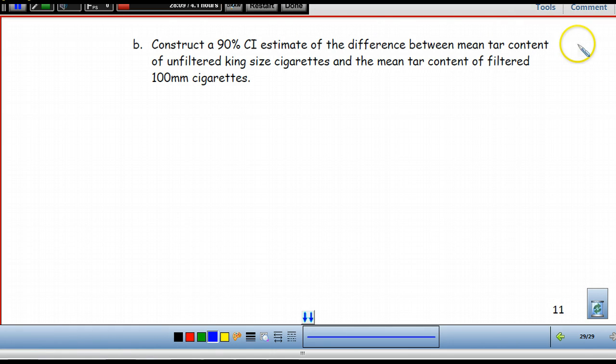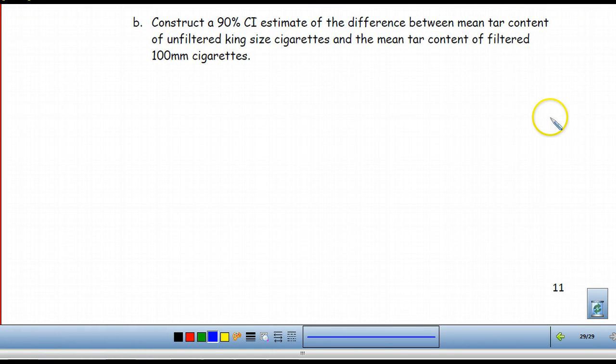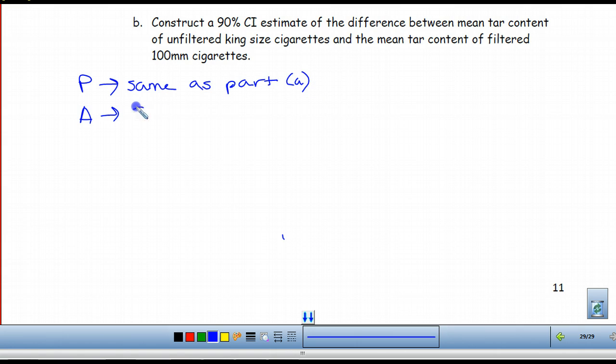So now we're going to construct a 90% confidence interval for the difference between the two cigarettes as well. So let's do a PANIC this time. And we've done this before where I had the part A and part B. We just did the parameters and the assumptions up above. So we're going to say same as part A. Even on a test, if I gave you the exact same, then you can just do this. You don't have to write that twice if they're exactly the same.